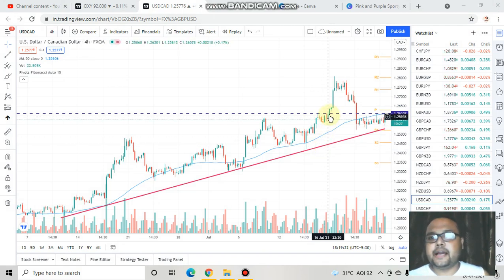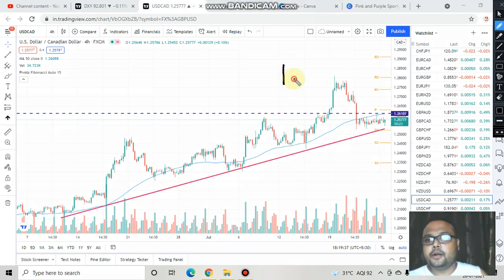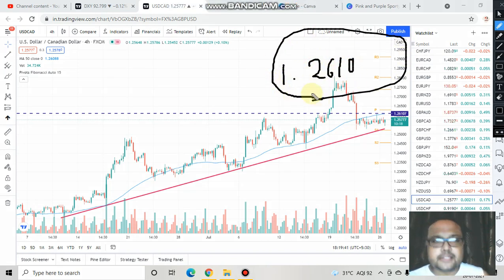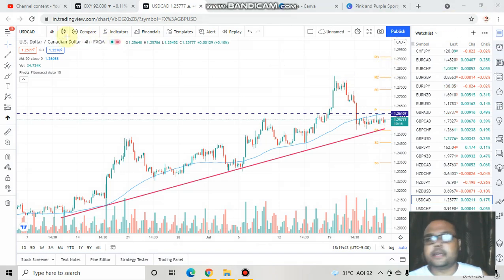Apart from this trend line, you can see that I have got another line drawn here, 1.2610. This is also a very significant level in the chart of USD CAD. Let me share with you.